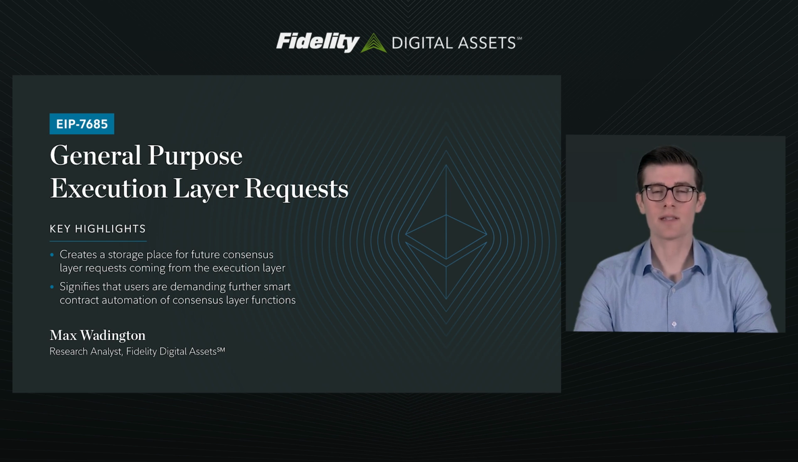This EIP creates a standard storage place for future requests and signifies that users are demanding smart contract automation of consensus layer functions. First, requests are general actions that users wish to happen on the consensus layer. These requests will either be stored in the block header or in a sidecar like blobs.